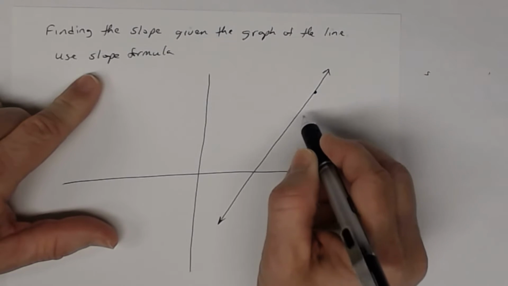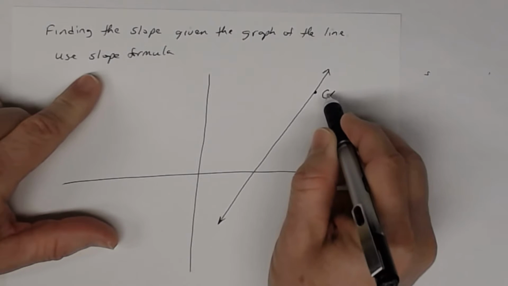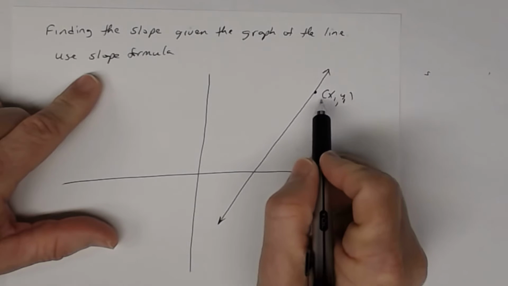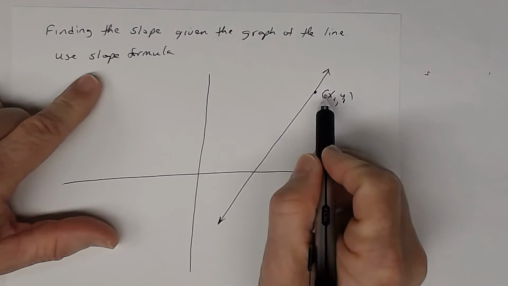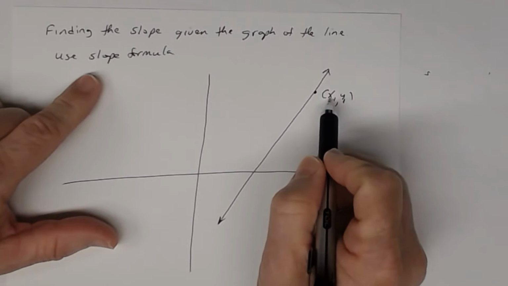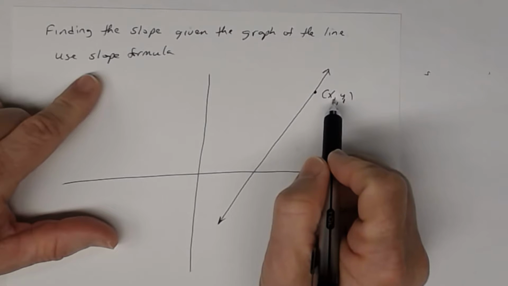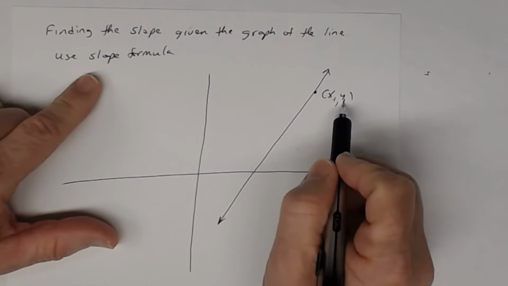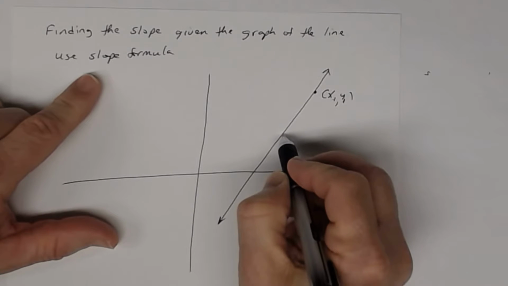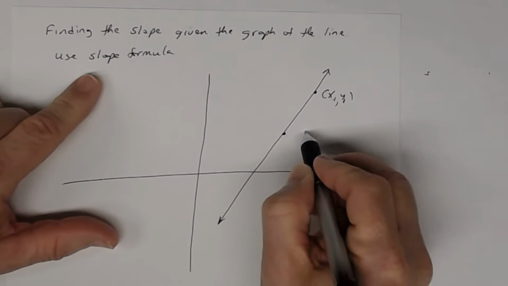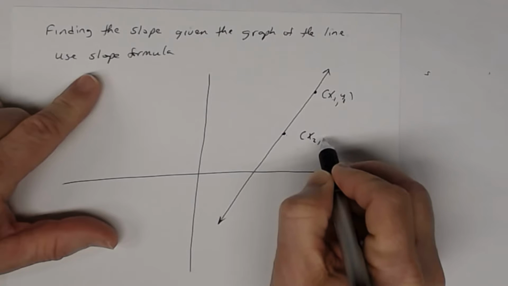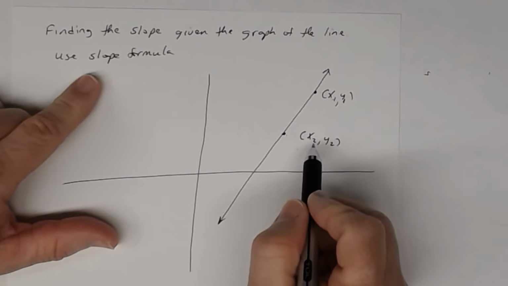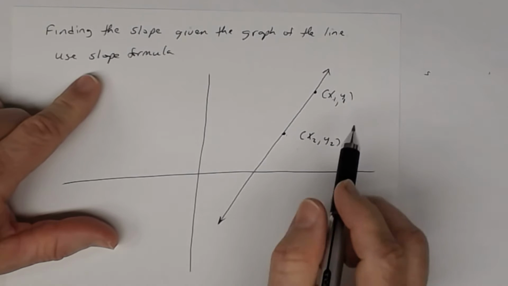I'm going to call this point x1, y1. And so remember, a point has coordinates, the x-coordinate and the y-coordinate. So we'll call this x sub 1. That's the x-coordinate of that first point, and this will be the y-coordinate of that first point. And then let's say we have this point here, and we'll call this x sub 2, y sub 2. So that's the x-coordinate of the second point and the y-coordinate of the second point.